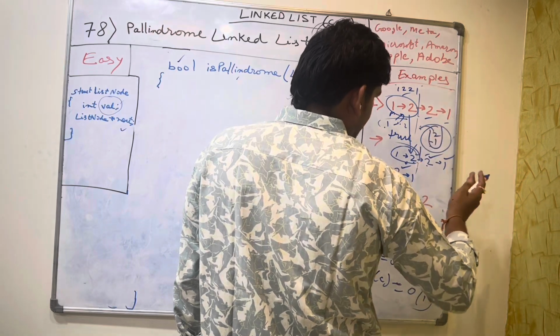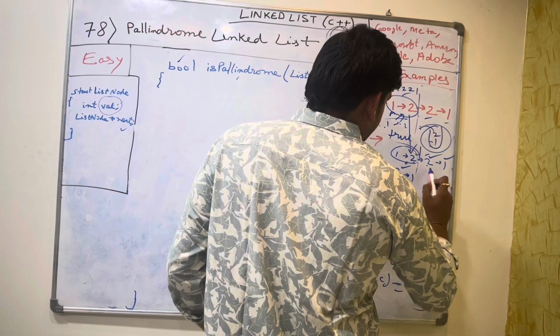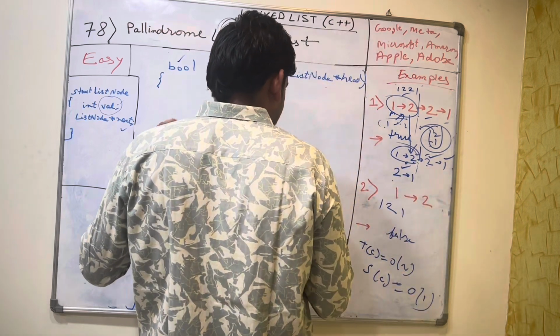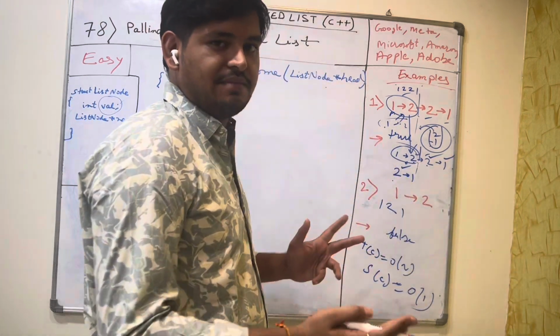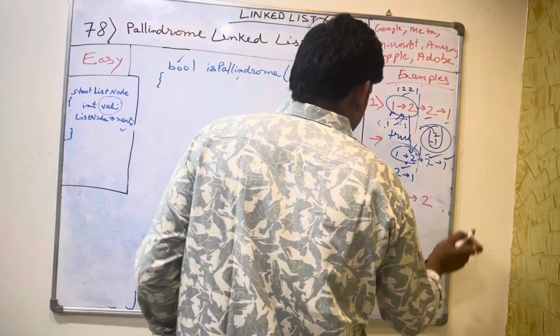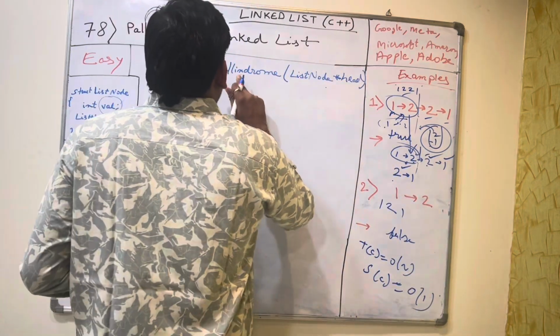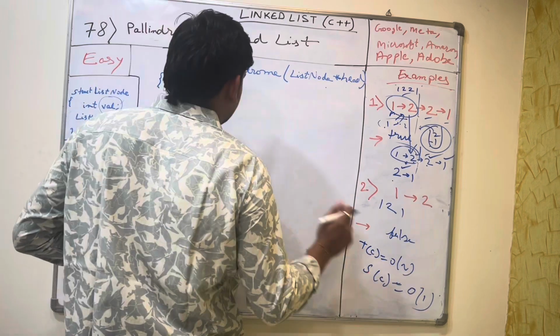Then after finding the middle of the linked list, the first part we will reverse, and then we will check after reversing whether the numbers are the same as the second part of the linked list. If they are the same, then we will return true, otherwise we will return false, and it would be done in order of one space. So I will start. We know how to find the middle of the linked list, right?